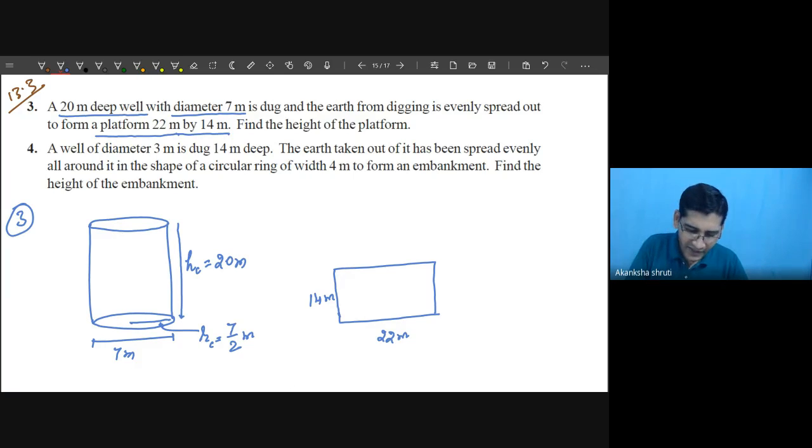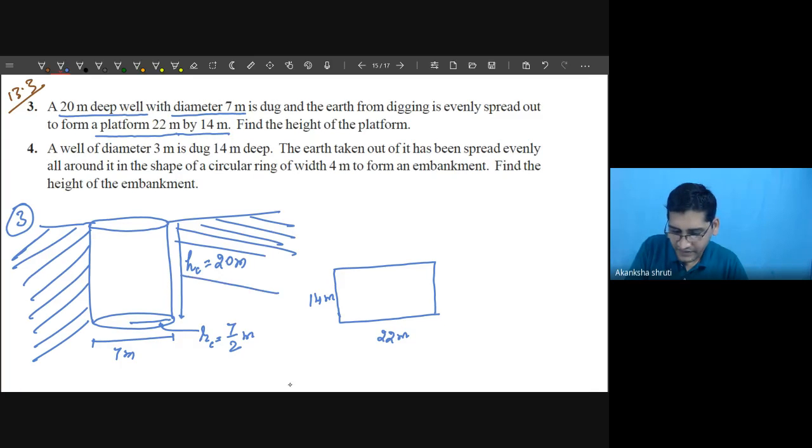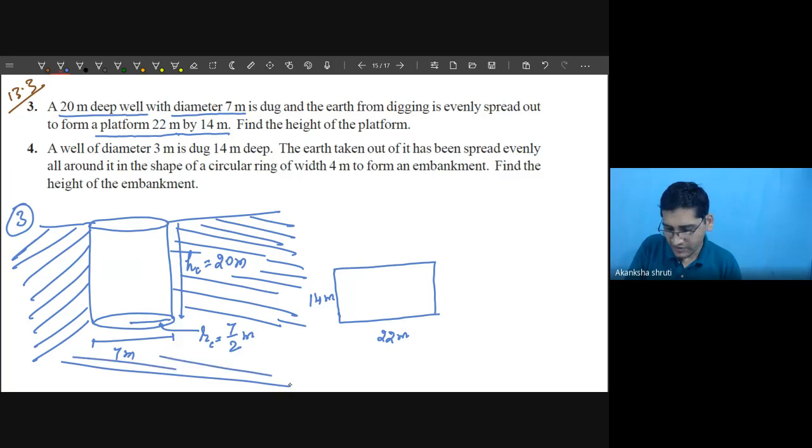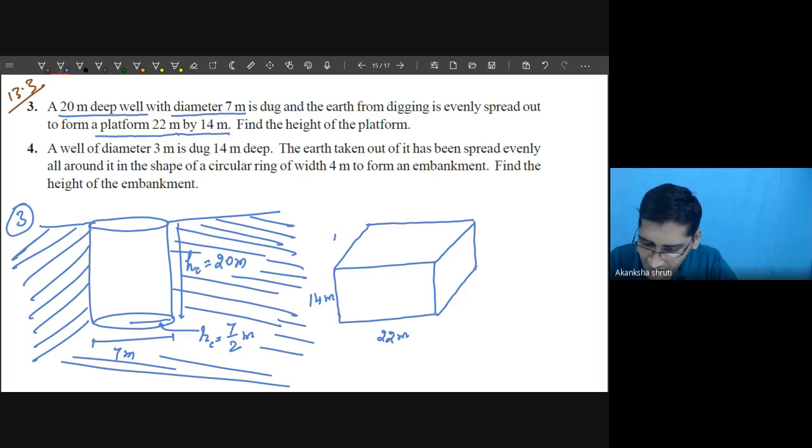How is this situation? Are you getting? Means our earth's surface is like this one. This is our earth's surface. So from this earth's surface, this well is dug inside, and whatever earth is coming out is being spread in the form of a rectangle. So while placing this earth over this rectangular area, the height will rise. What is this height? This one is asked.